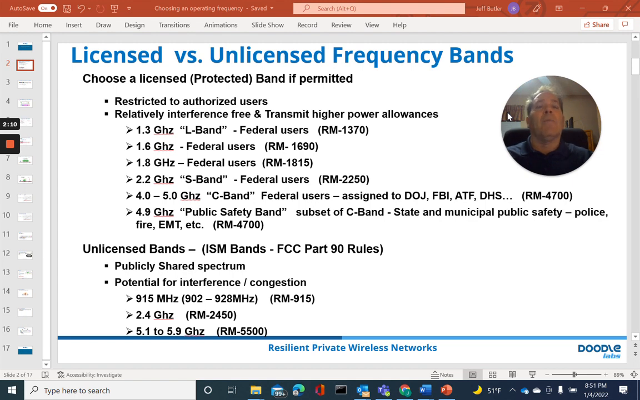And the three bands we'll talk about in the unlicensed band, or public domain, here are the 915 megahertz band, the 2.4 gigahertz band, and the 5.1 to 5.9 gigahertz band as well.